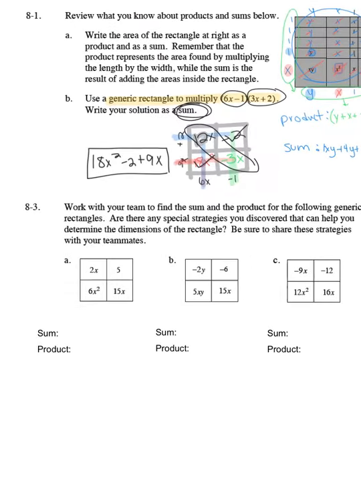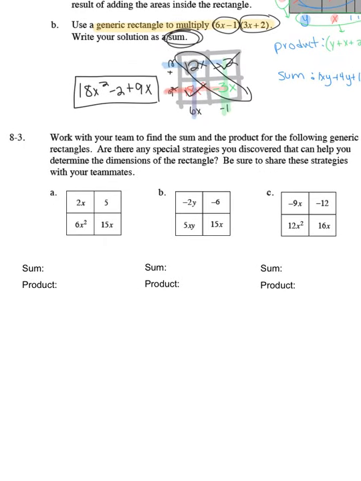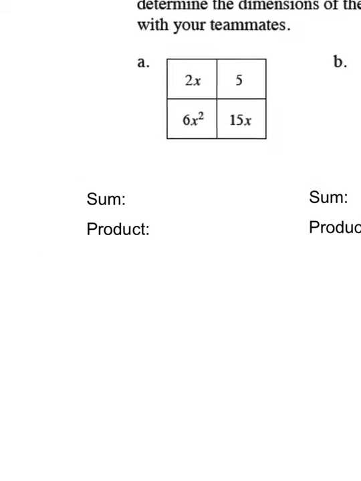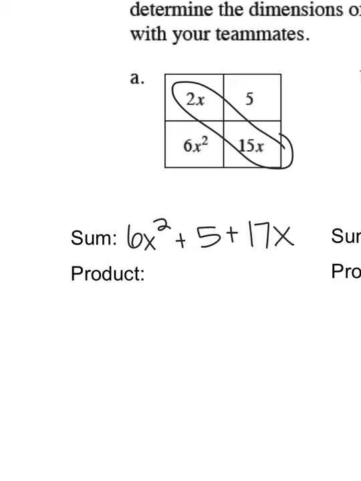Next, we're going to work backwards and do the opposite. The pieces of the multiplication are shown, but we don't know what it started as. So if I look at problem A, as a sum, that just means listing the tiles shown. There is a 6x squared tile, there is a 5 tile, and I can combine these ones because they're both x's. 2x and 15x is 17x.